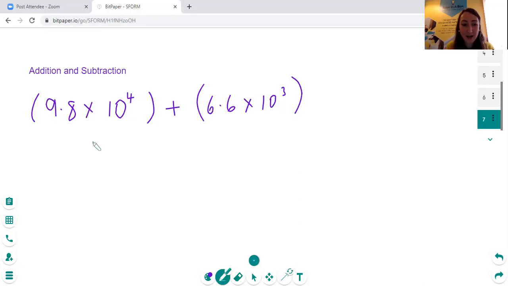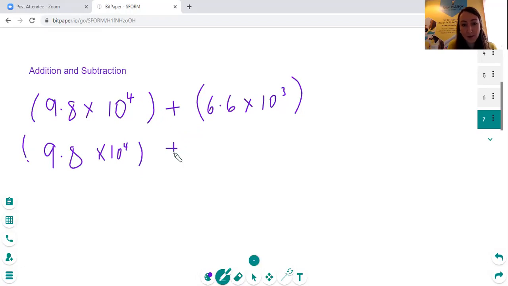Okay, so addition and subtraction. First thing we do differently, so if it was times or multiplication, we'd put the two numbers at the front, but because it's addition here, we want to make the powers the same. So at the moment, we've got 10 to the power of 4 and 10 to the power of 3, and those powers are different. So we want to make them both the same. So I'm going to make them both to the power of 4. So my 9.8 times 10 to the power of 4 stays as it is. That's the same, that's fine.